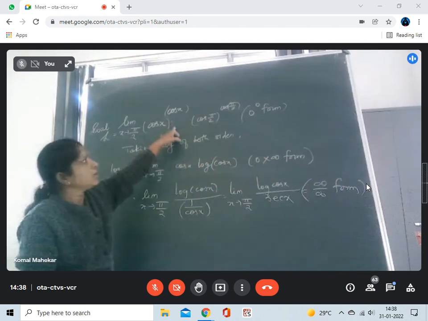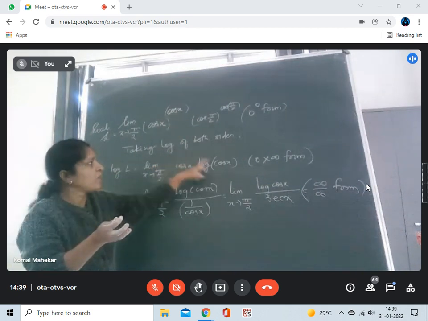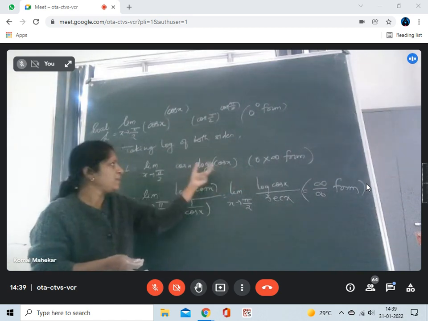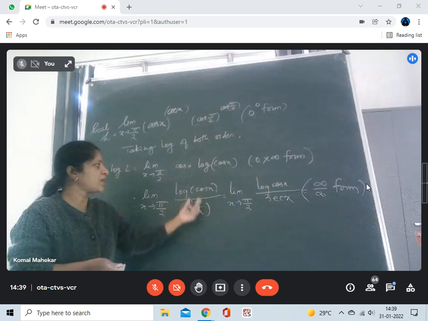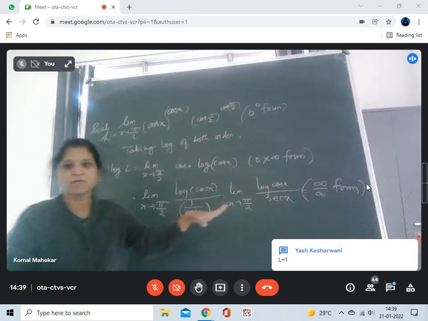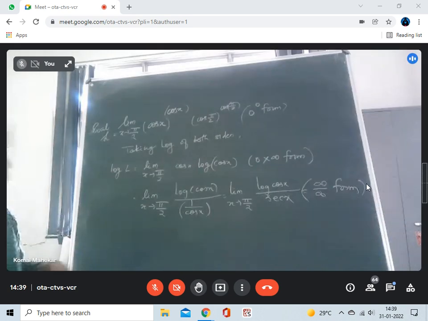See, the given problem was 0 raised to 0 form. Using logarithm, we converted it into 0 into infinity form, and by writing the function cos x as 1 upon cos x, the function is now infinity by infinity form. Yes. What is the answer? L is 1. Yes, correct.